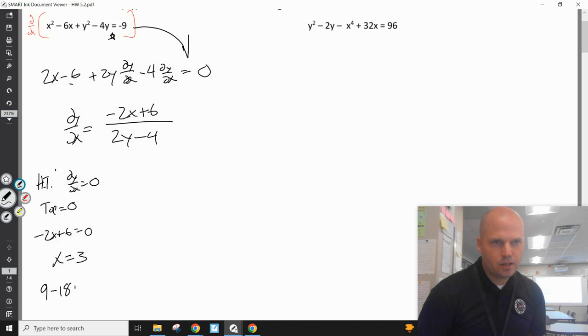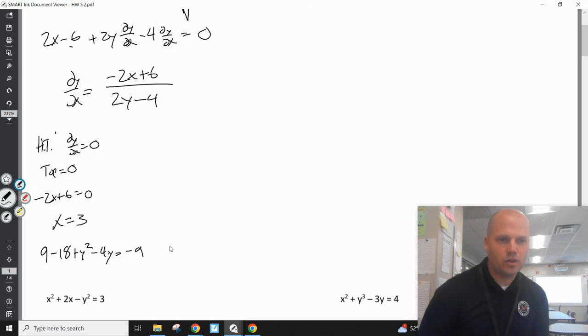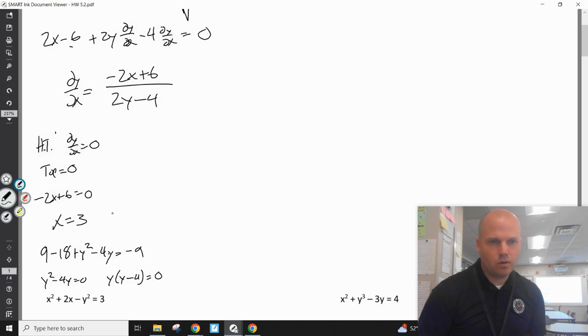9 minus 18 plus y squared minus 4y equals negative 9. I got y squareds and y's. I need to put everything onto one side. 9 minus 18 is negative 9. Add 9, I get 0. So this works out nicely where it's y squared minus 4y equals 0. Factor out a y: y times y minus 4 equals 0. Y equals 0 and 4. So we have the points (3, 0) and (3, 4).